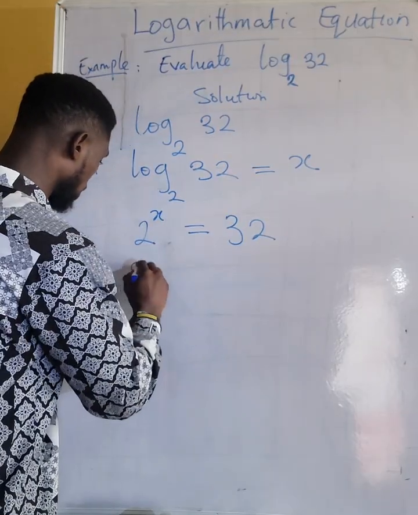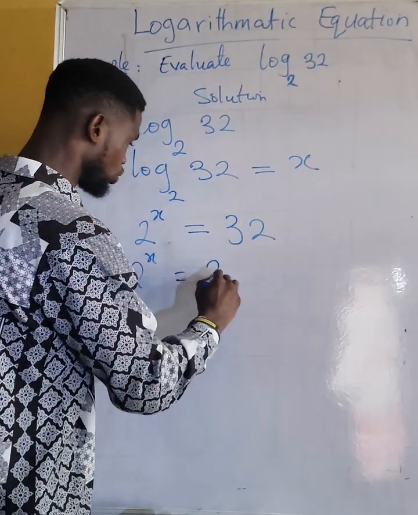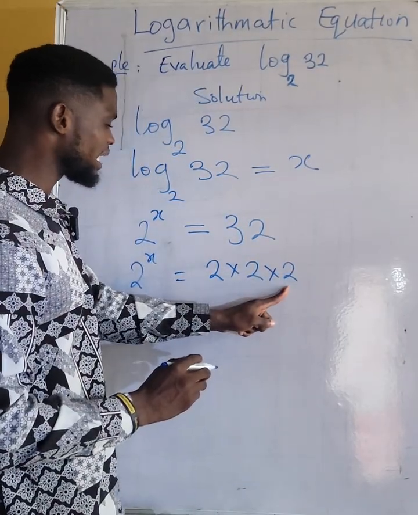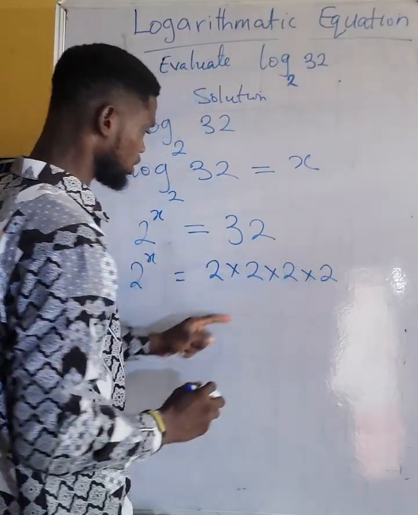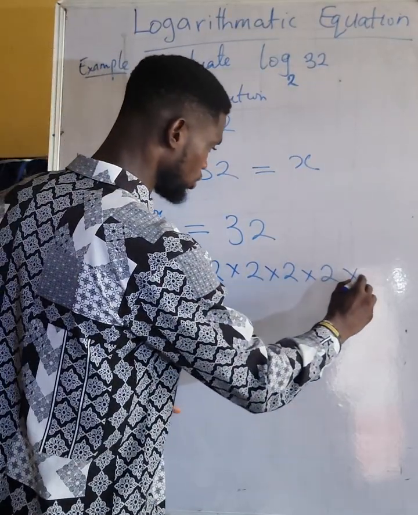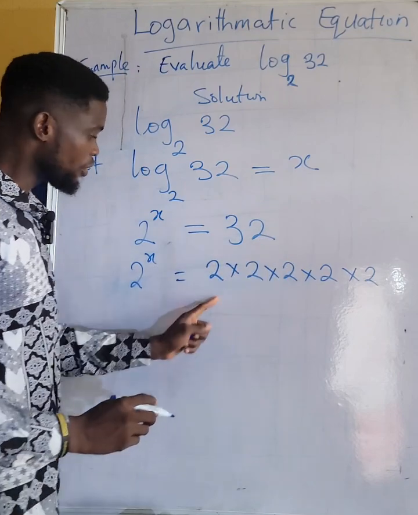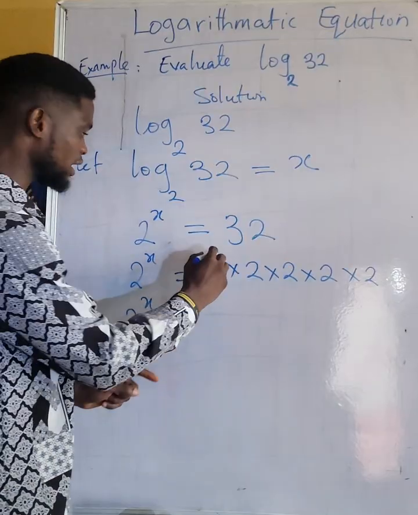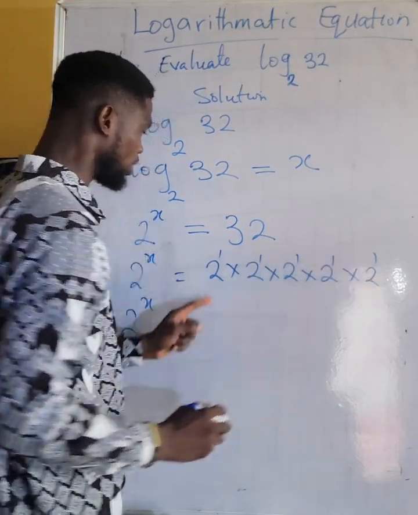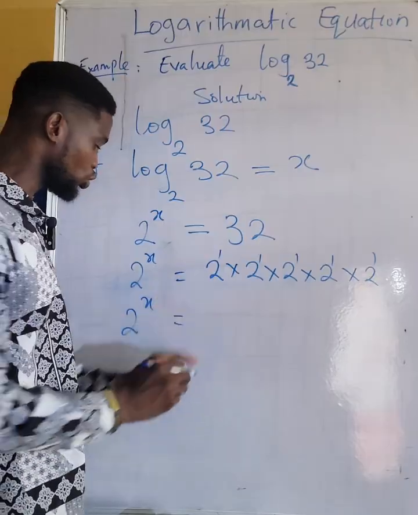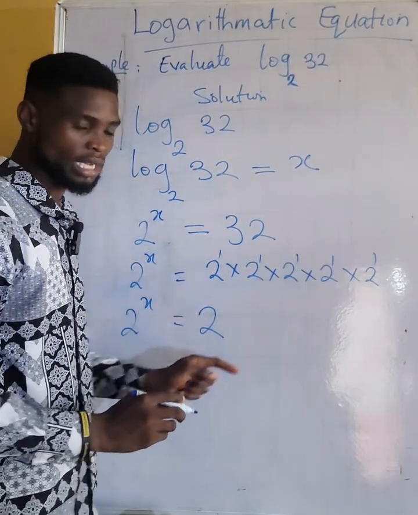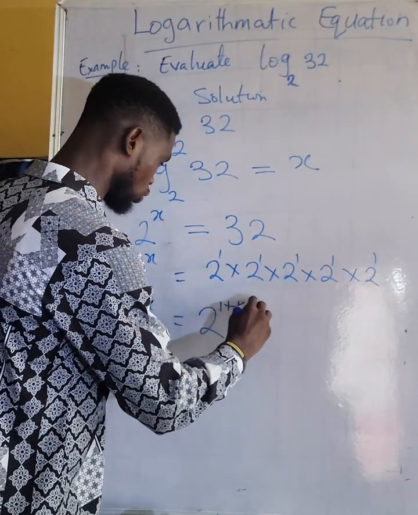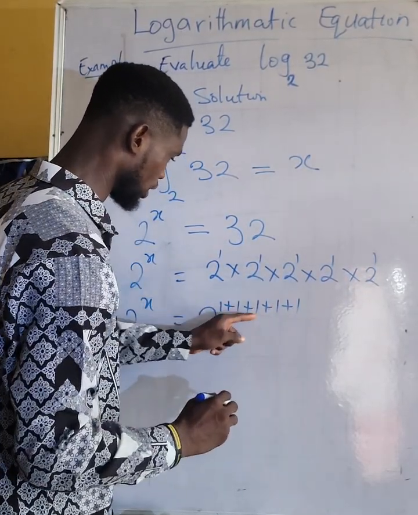So let's see. 2 times 2 is 4, times 2 is 8, times 2 is 16, times 2 is 32. According to the law of indices, this is 2 raised to power 1, times 2 raised to power 1, and so on. You pick out the base, which is 2, and add the powers. How many powers do we have? 1 plus 1 plus 1 plus 1 plus 1, that is 5.